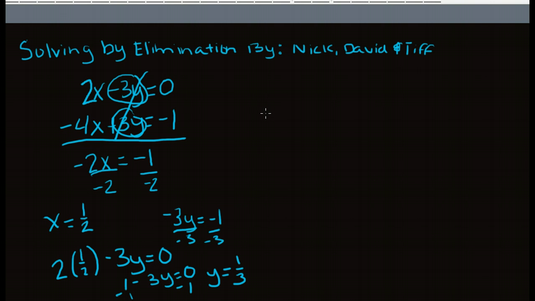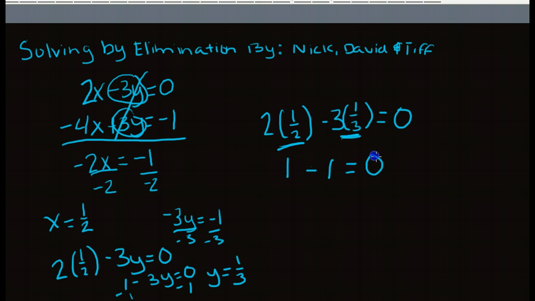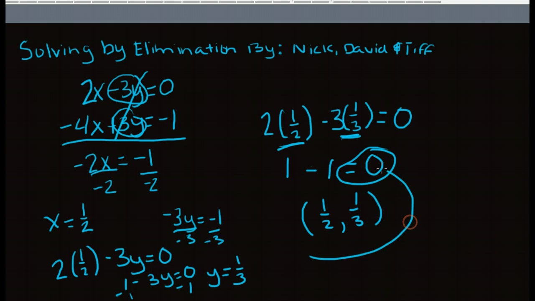This equation is now solved, but we do want to double check our answers, so we can double check our answers by substituting in the variables and seeing if the equation is a solution. 2 multiplied by 1/2 is equal to 1, minus 3 multiplied by 1/3 is equal to 1. 1 minus 1 does in fact equal 0. So our coordinate point on the graph will be 1/2 and 1/3. This is where our lines will intersect.